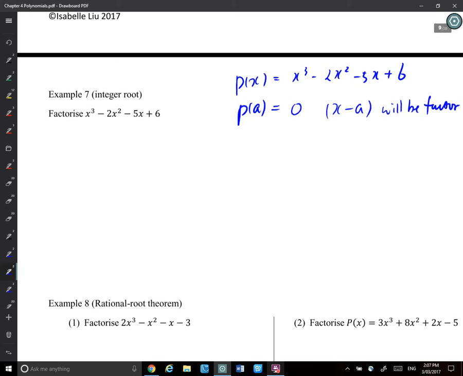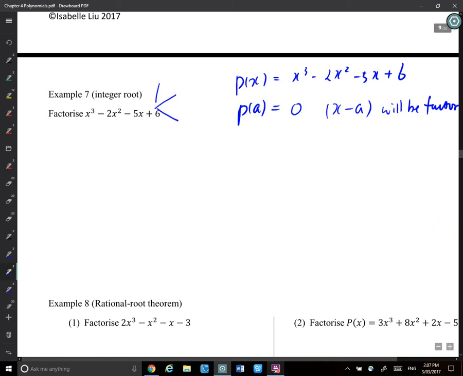And again, what numbers are worth trying? You are not going to try 11 for this question. The numbers worth trying come from the coefficient of the last constant. So plus or minus 1, plus or minus 2, plus or minus 3, and plus or minus 6. They're all the factors of the constant.